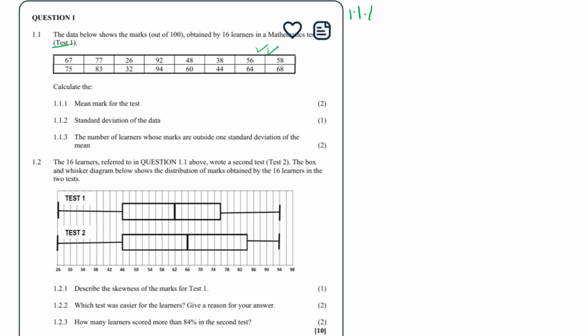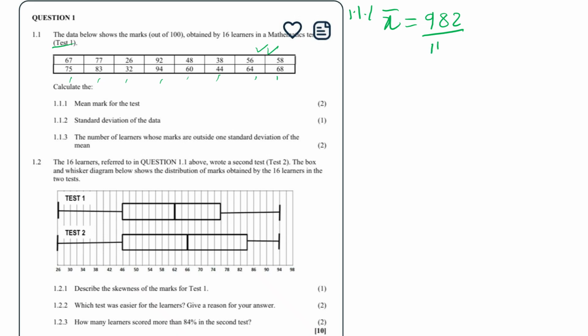1.1. Calculate the mean mark for the test. Right, therefore now you can punch this data into your calculator to find the mean and the standard deviation, because 1.1.2 they need standard deviation. Right, therefore now manually you can add all these numbers. They will give you 982, and then now you divide by what? By then 2, 4, 6, 8, 10, 12, 14, 16.